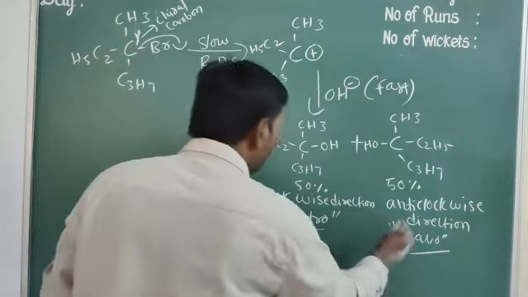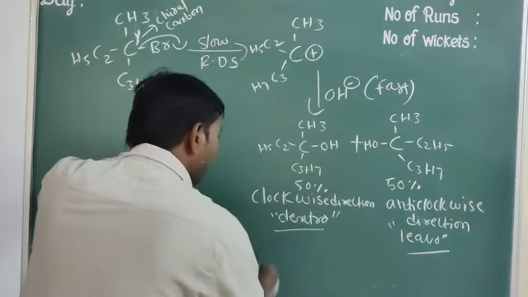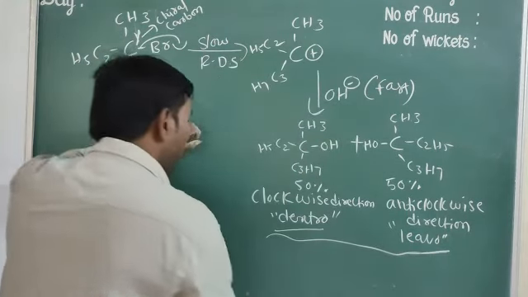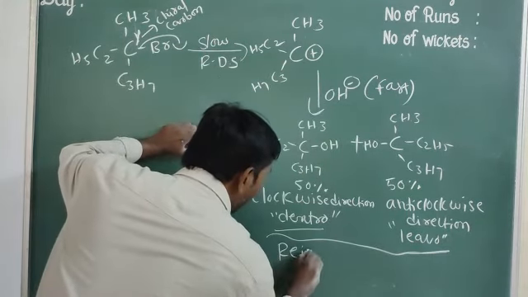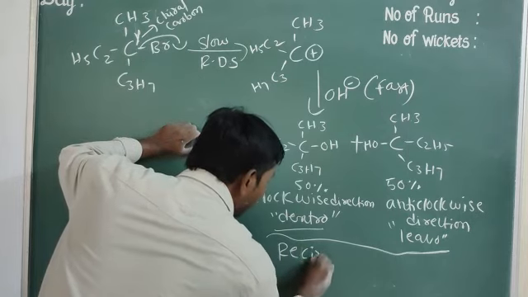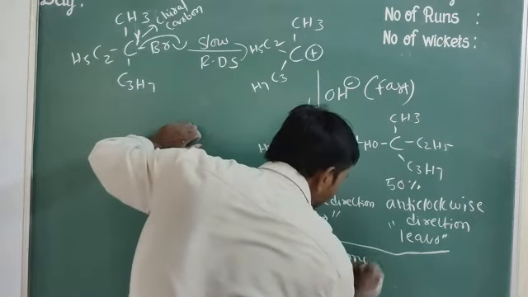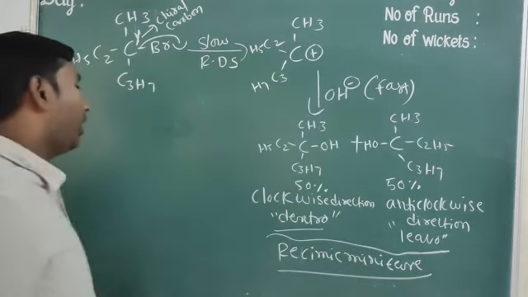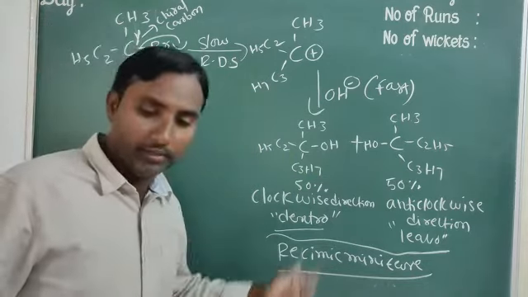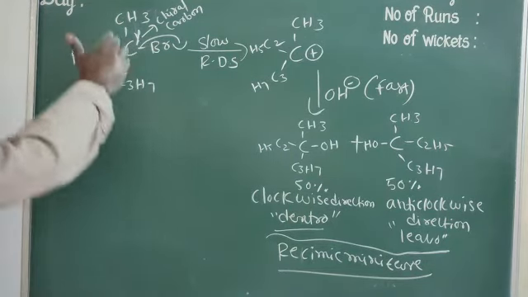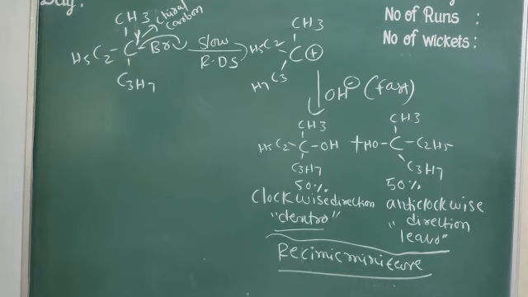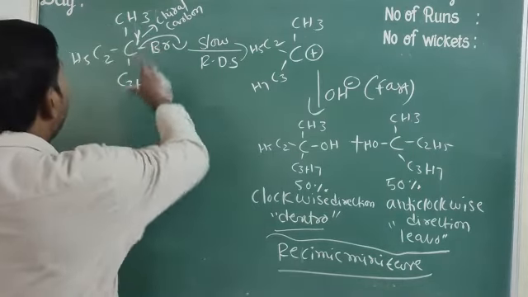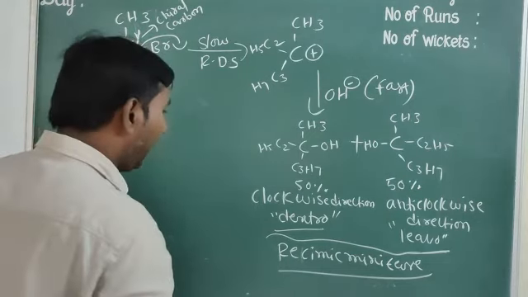The combination of 50% dextro and 50% levo is known as a racemic mixture. Okay, it is called racemic mixture. Okay, this is about the SN1 mechanism when we take a chiral carbon as a tertiary haloalkane.